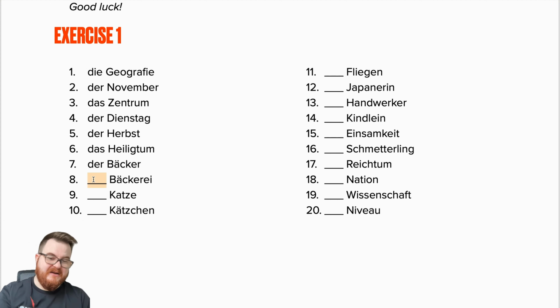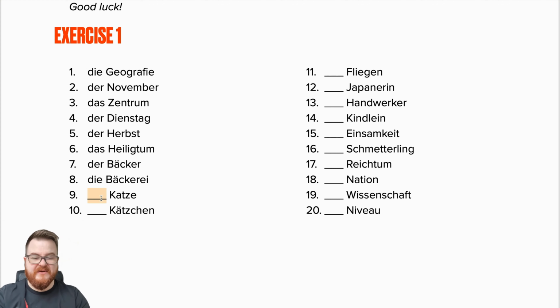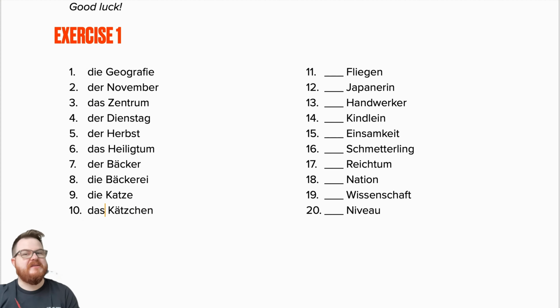Bäckerei ends in EI, so it's feminine, die Bäckerei. Katze is a noun that ends in E, and while I'm aware there wasn't a specific rule for this, often 60-70% of the time, if something ends in an E, it's going to be feminine, die Katze. However, although we know die Katze is feminine, the next word ends in chen, which means little. It's like a diminutive, wee, cute. And that is das. If it ends in chen, it's das Kätzchen.